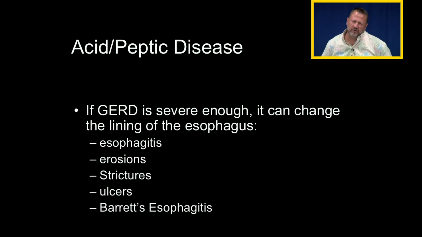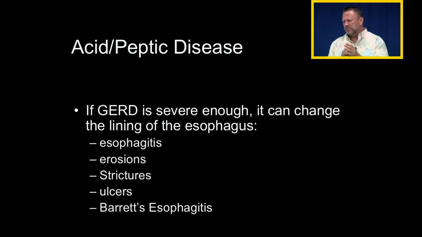And so when reflux of acid into the esophagus is severe enough, then it can change the lining of the esophagus. Again, it starts out as esophagitis, an inflammation, and we'll see red spots. And then we'll start to see erosions as it becomes more severe. Then this can form scarring and something called strictures, where the scar tissue can narrow the esophagus. It makes it hard for them to swallow. They get food hung up. That's called dysphagia. And then it can eat through the lining of the esophagus and cause ulcers.